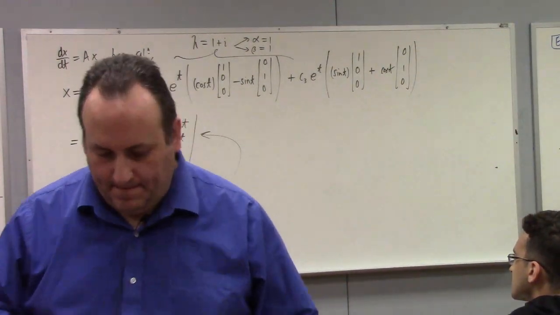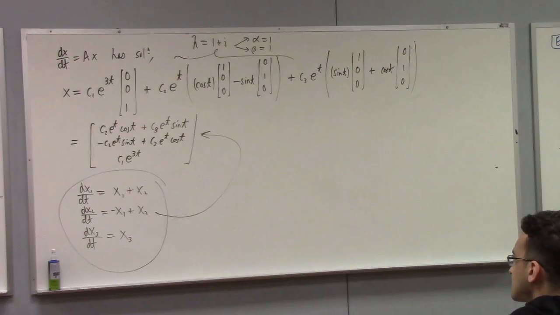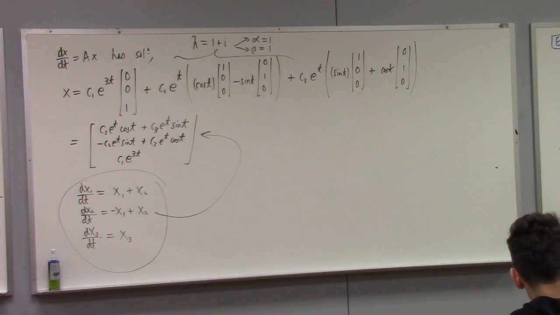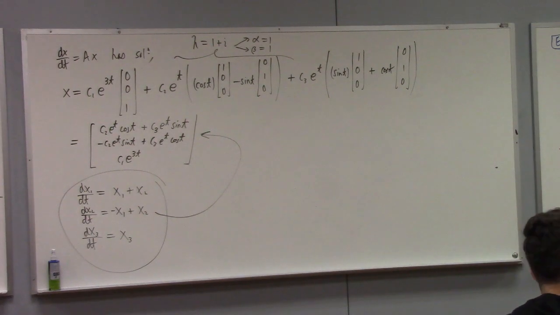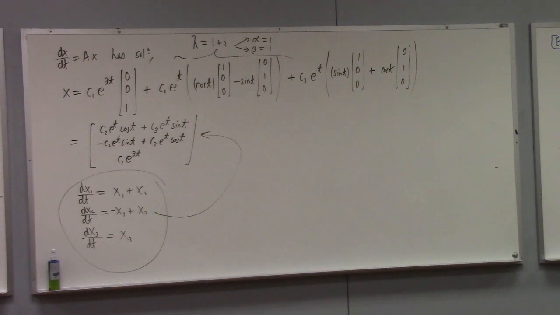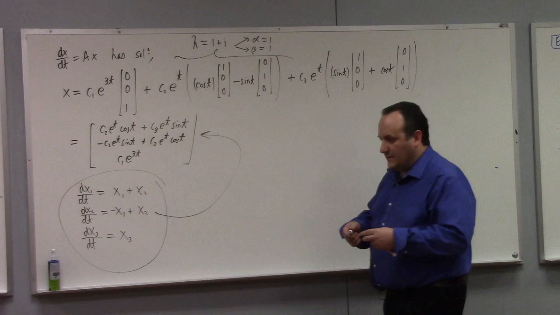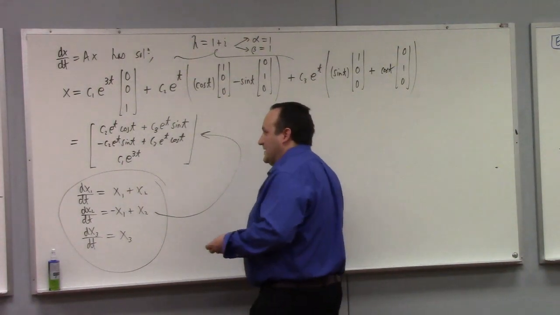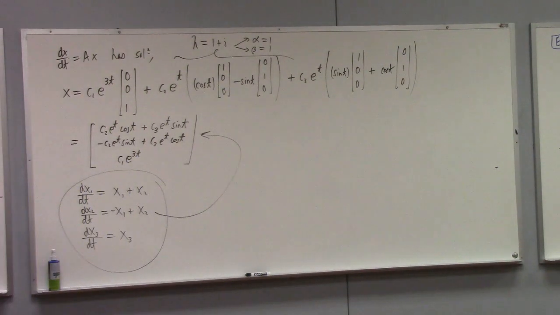Okay? Now, this problem is easy. Why is this problem easy? The problem is easy because the matrix actually has a block diagonal form to start with, right? Which is to say that the differential equation for the variables x1 and x2 is uncoupled from the x3 differential equation, right? So that's why this problem worked out so nice. There's no intertwangling, if you will, between the 1, 2, and the 3.